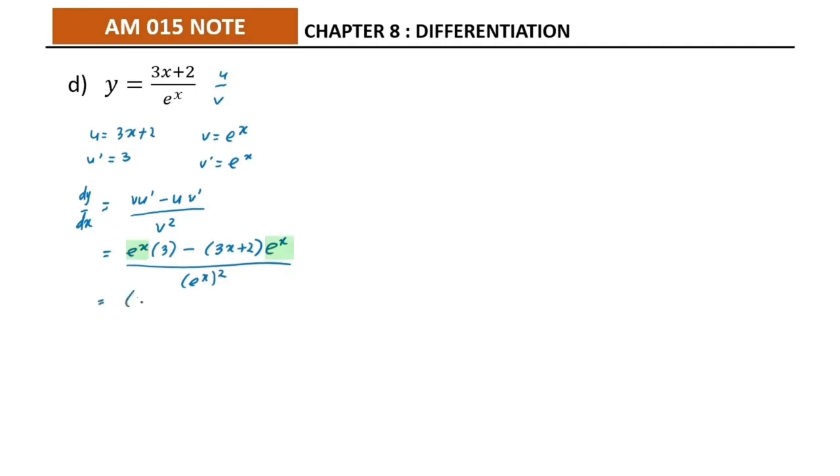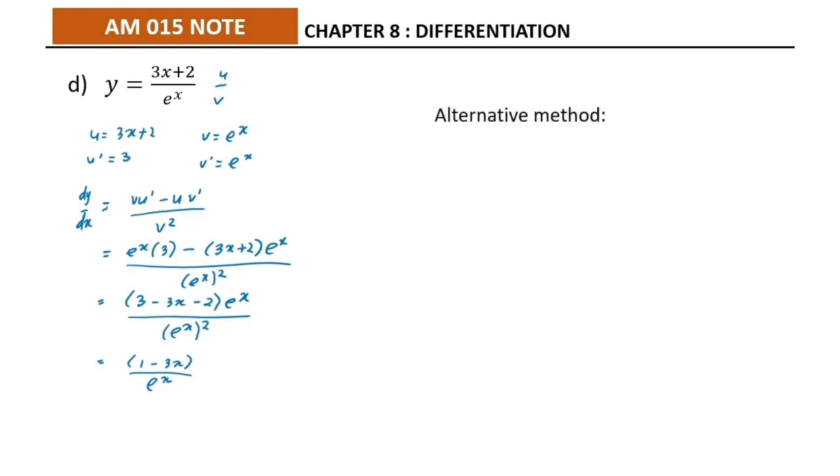Simplify, factorize e^x, we have (3 minus 3x minus 2) times e power of x over (e^x) squared. Simplify, 3 minus 2 is 1, minus 3x, and then e^x cancels with e^x. We have over e^x. So dy/dx equals (1 minus 3x) over e^x.